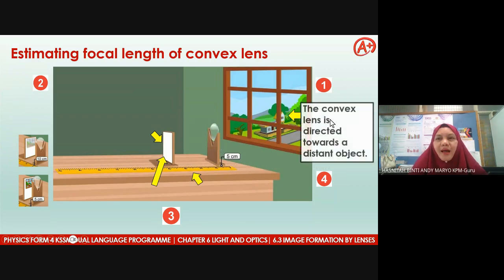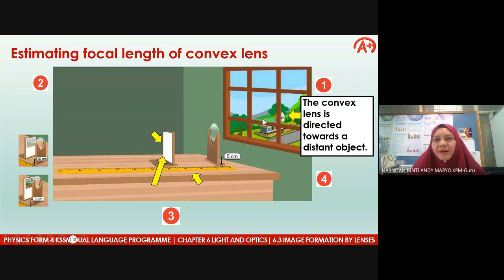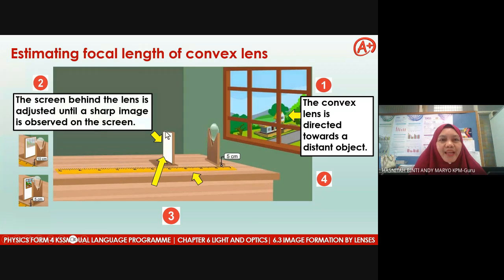First, our object will be a distant object. The object must be a static, non-moving object, for example a tree, a house, or anything which is immobile. We direct the lens to any distant object outside the window. Then we adjust the position of the white screen behind the lens until you can see a sharp image formed on it.